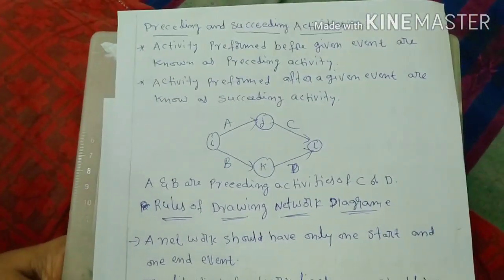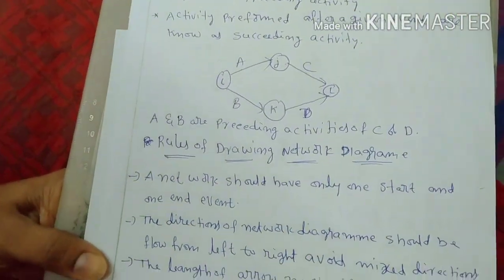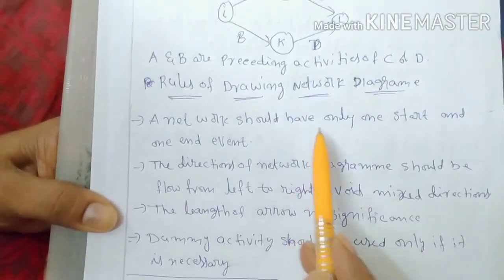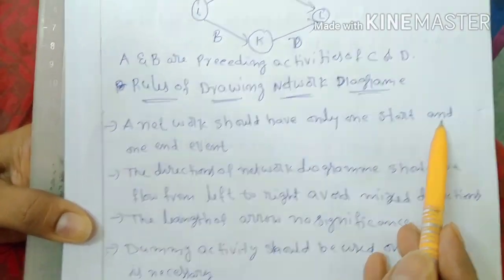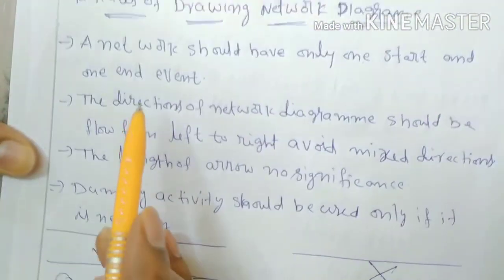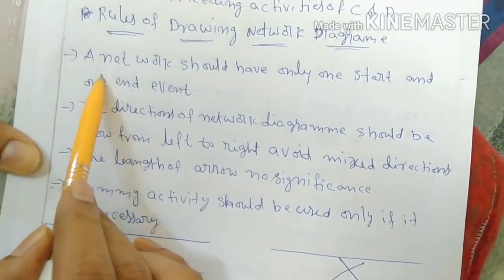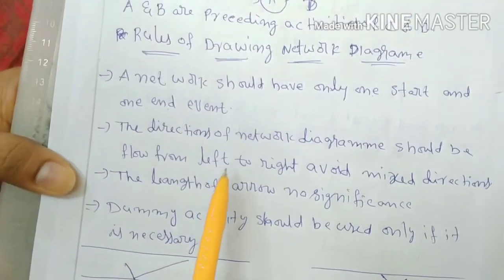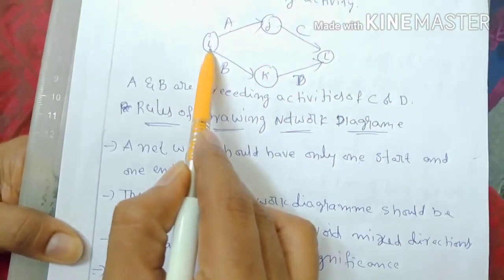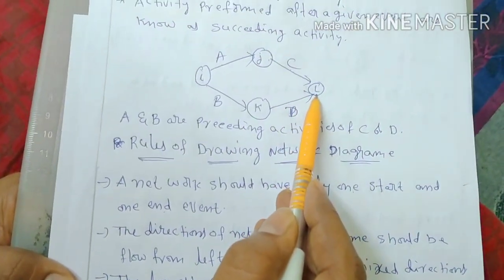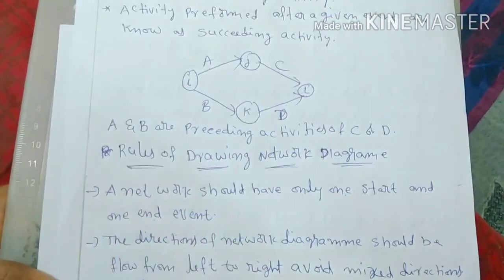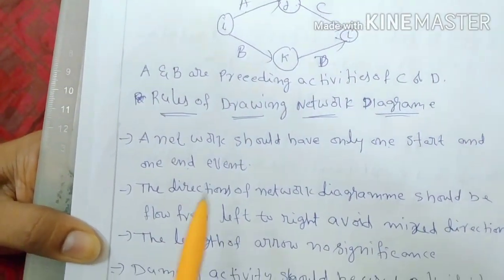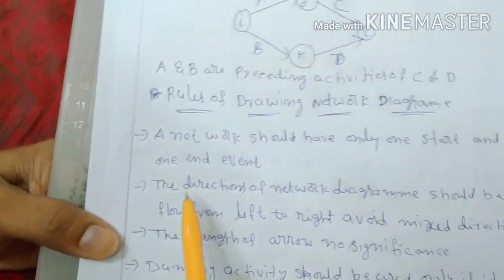While drawing the network, we should concentrate on some rules. They are here. A network should have only one start and one end event. So the starting point should be only one, the ending point should be only one. Likewise we should draw the network diagram. Look here, I is the starting point, L is the ending point. So there are no more than one starting point and no more than one ending point. Likewise we need to take care while drawing the network.